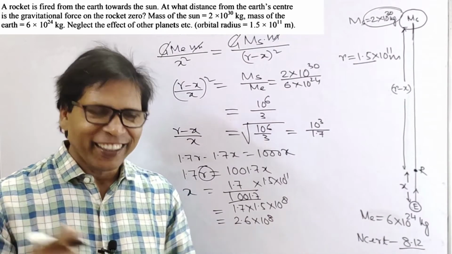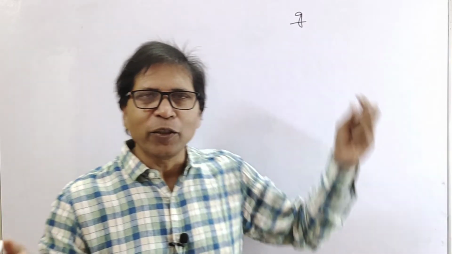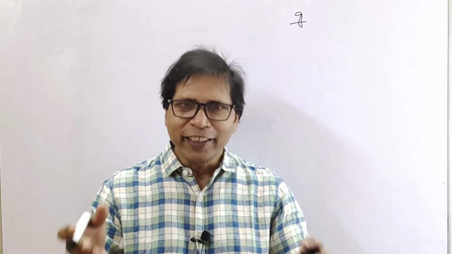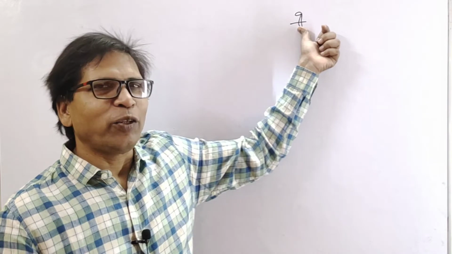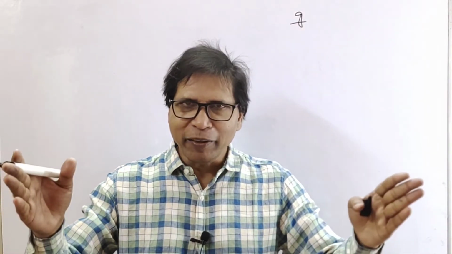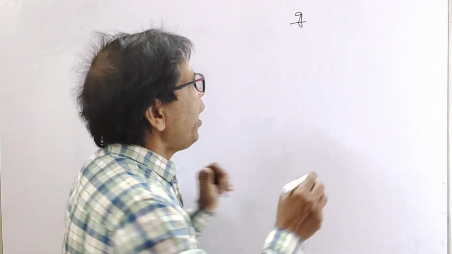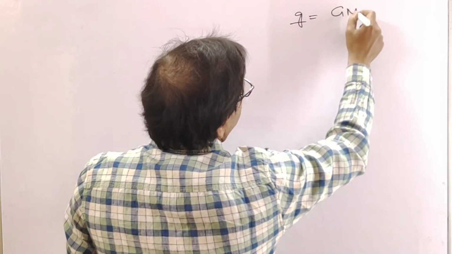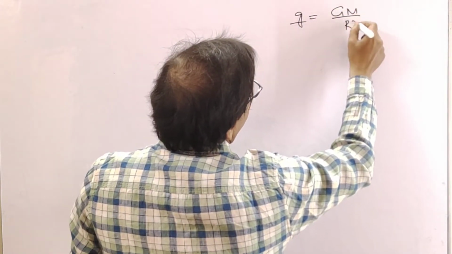Okay, next. Now, acceleration due to gravity. When a body falls under gravity, its rate of change of velocity with respect to time is called acceleration due to gravity. On Earth's surface, g equals 9.8 meter per second square, and its expression is g equals capital G, capital M divided by r square.